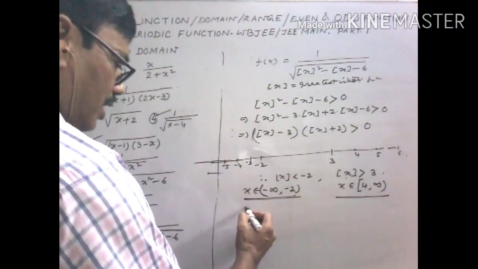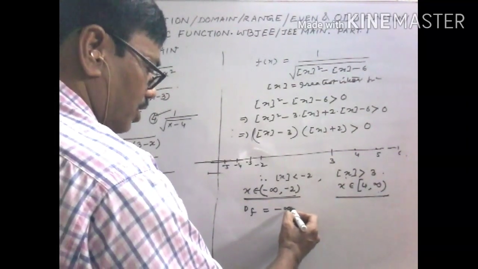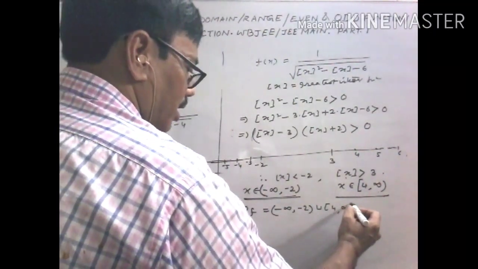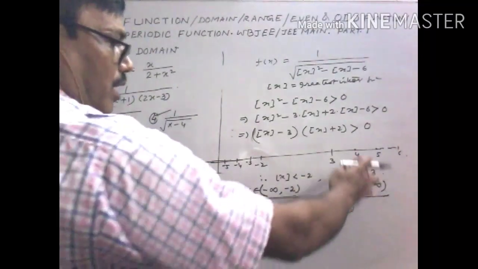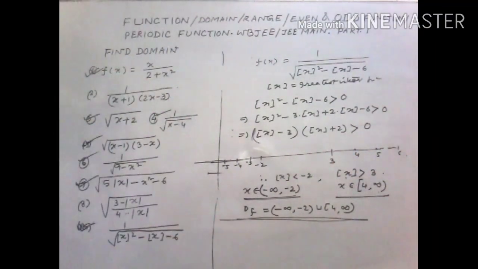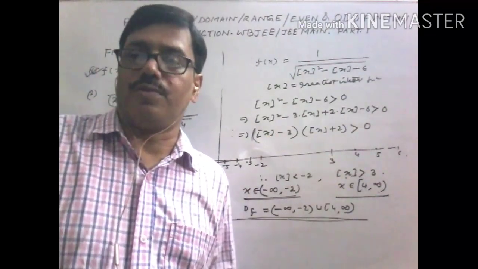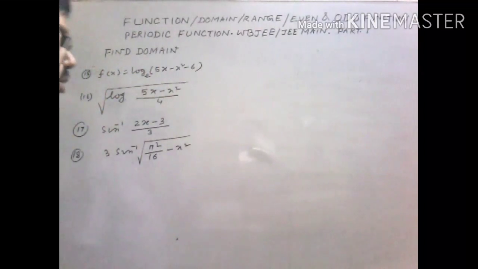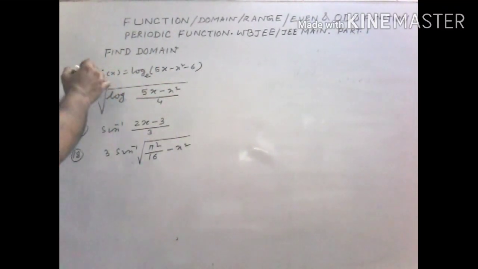So, what is the domain? DF is minus infinity to minus 2 union third bracket 4 to infinity. So 4 is third bracket, 4, 5, 6. So, this is the domain of F. So, we need the idea of the greatest integer function. Now, we consider the domain of these functions.